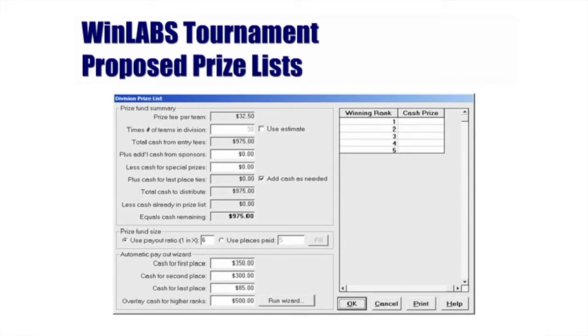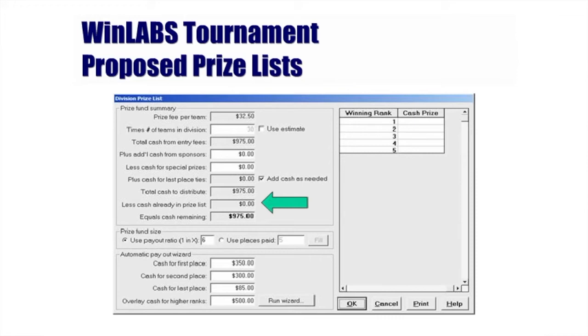The next field totals up all of the values previously added or subtracted, and the result is the amount that is available for distribution. The next field, called Less Cash Already in Prize List, is also not applicable for the proposed list. It acts as a monitor at the end of the tournament if you have already assigned money to the list and you are modifying it a second time.